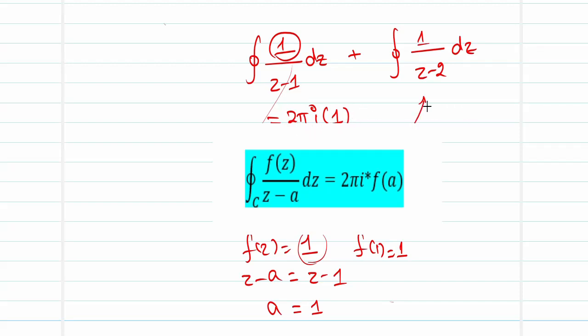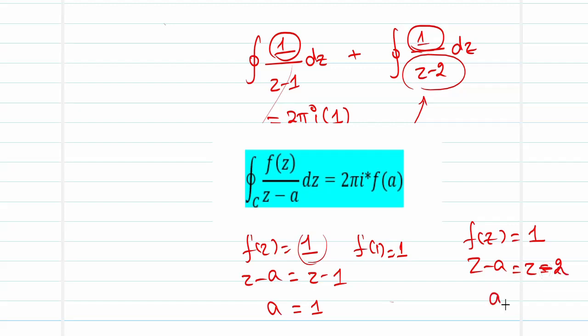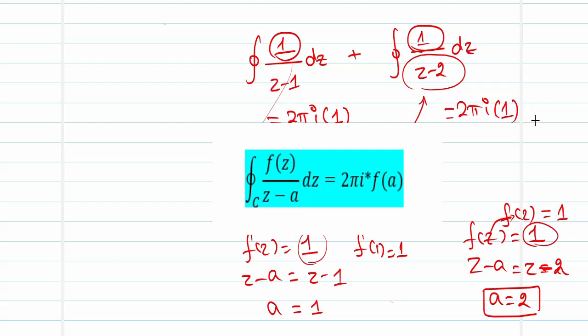Now coming to the second factor, tell me again what is there in place of f(z). My f(z) is again equal to 1. What is there in place of z − a? In place of z − a, I have z − 2. So what is in place of a? I have a equal to 2. So what is this quantity equal to? 2πi into f(a), so that has to be f(2). What is f(2)? Replace z as 2. Do we have any z for replacement here? No. So f(2) remains the same constant, 1. So this becomes 2πi times 1.